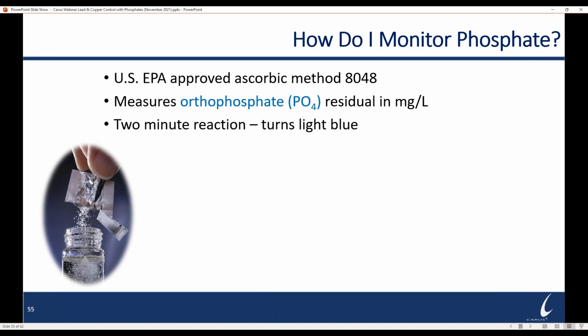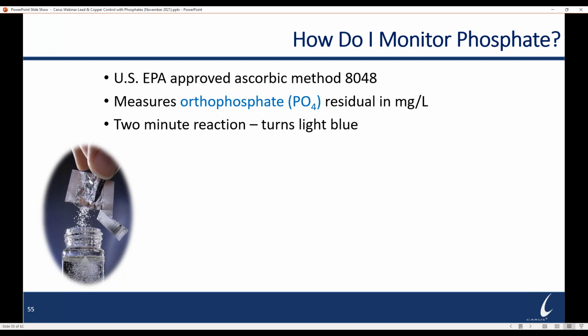Now, once you've dosed the phosphate into the system and you have those measurements of how much product you fed and water you've treated, you can also measure to make sure that you're seeing that in the system once you've added it. There's a US EPA approved method for phosphate. It measures orthophosphate as PO4, and it's a really simple test.